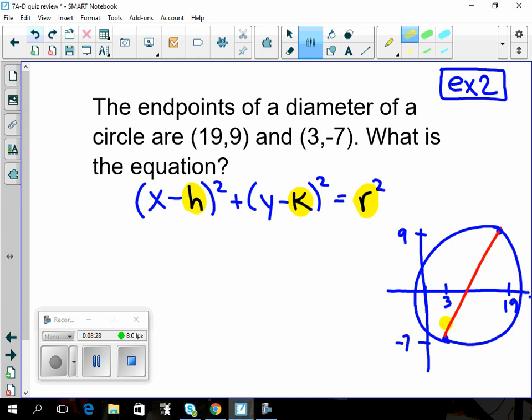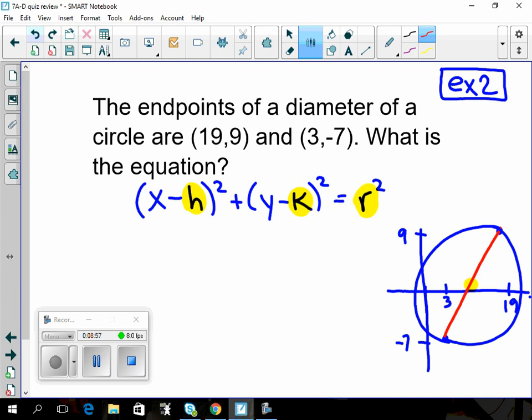Guys, come on, talk to me. Where's the center of my circle? It's in the middle of my diameter, isn't it? It's the midpoint of the diameter. We've done that before. We know what the midpoint is, somewhere around there. Again, it's a rough sketch. It's not exact. The key is it's the midpoint of the diameter. Do we remember where the midpoint is?